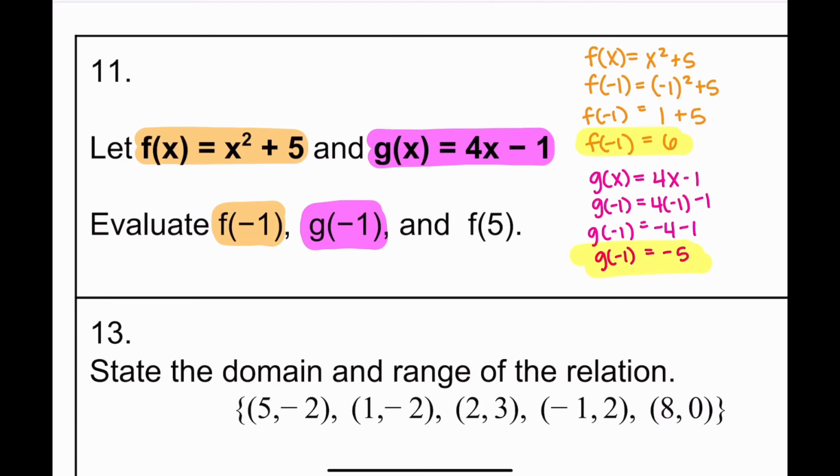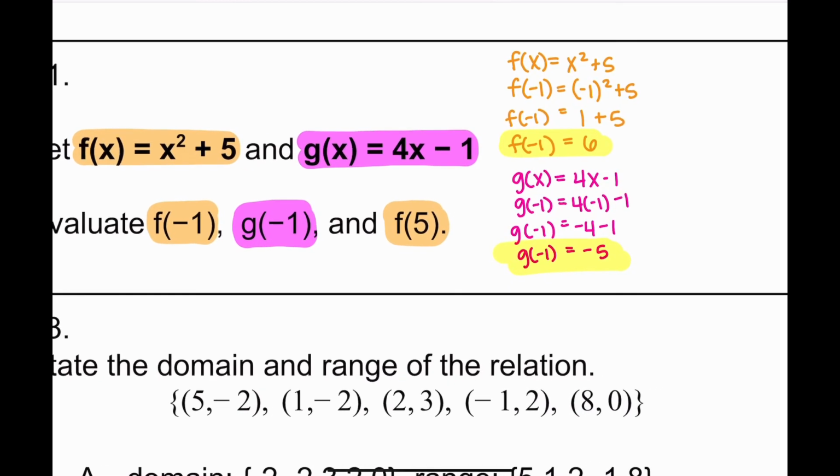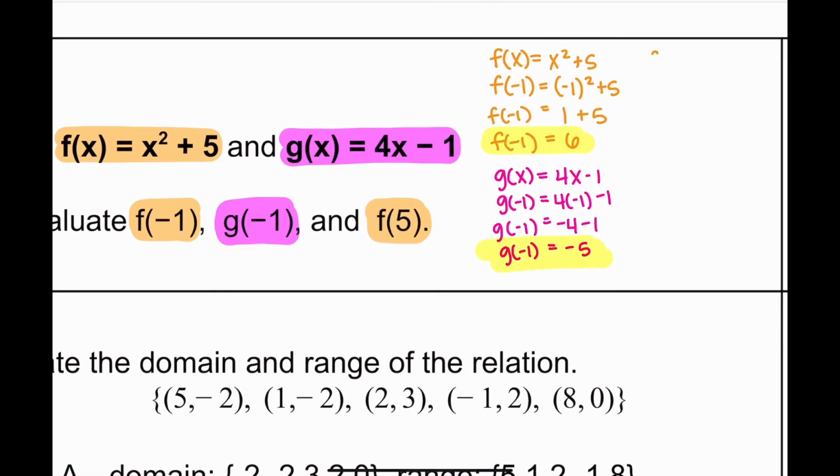Finally, we want to find f of 5. If f of x is x squared plus 5, wherever we see an x, we are now going to plug in a 5. And now we simplify. 5 squared means 5 times 5, which is 25. Bring down the plus 5 and continue to simplify. 25 plus 5 is 30. So f of 5 equals 30.